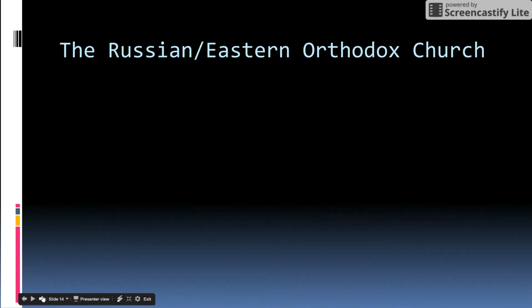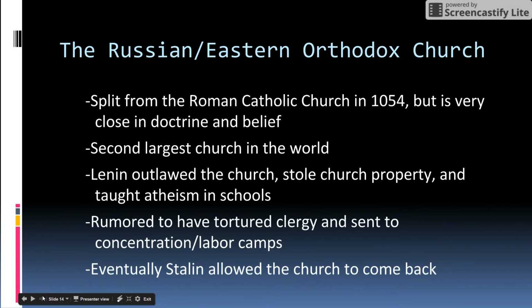Lastly, we're going to talk about the Russian Eastern Orthodox Church. So they split from the Roman Catholic Church in 1054, but it's very, very similar in its doctrine and belief. It is the second largest church in the world. When Lenin came to power, he outlawed the church, sold church property, and then they started teaching atheism in schools. When you think about it, if you want to be a fascist dictator and you want to be large and in charge, you don't want religion. Religion gives people a higher power and a higher person to kind of answer to. So the whole point was to destroy religion, teach atheism, and then everybody's allegiance would be to the government.